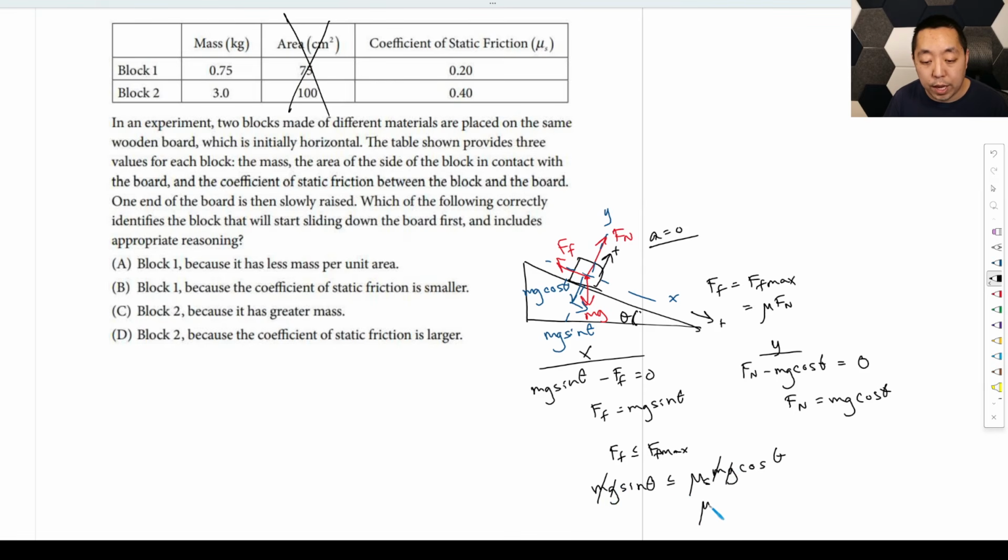You get mu s has to be greater than or equal to sine theta over cosine theta, which is tangent of theta, by the way. So what does that tell us? It doesn't really matter what the mass is. Whoever has the bigger coefficient of friction will allow you to have a bigger angle that you can drop it off at. The mass doesn't affect it either. It's just block 2, because it has a greater coefficient of static friction.